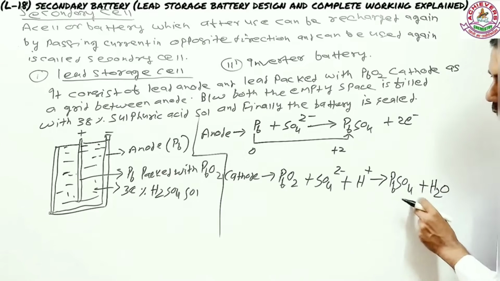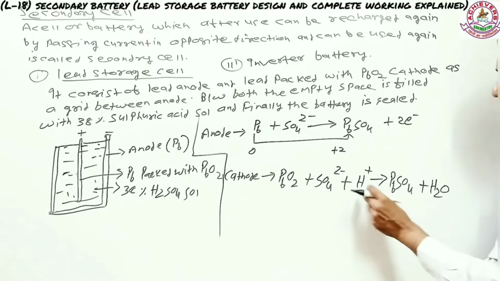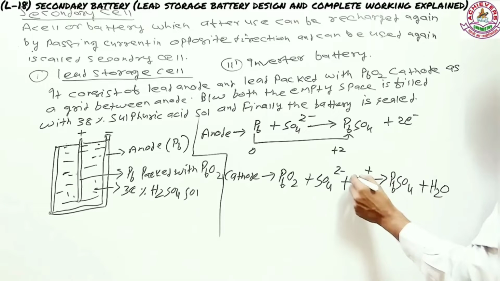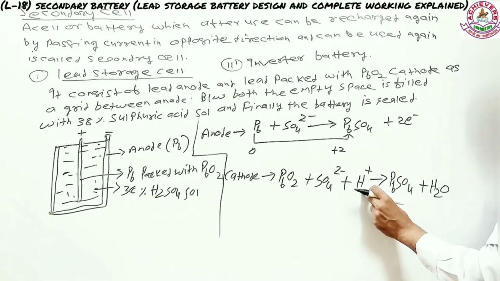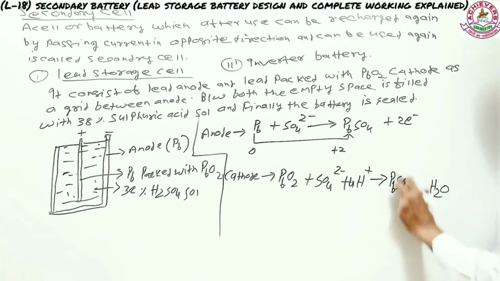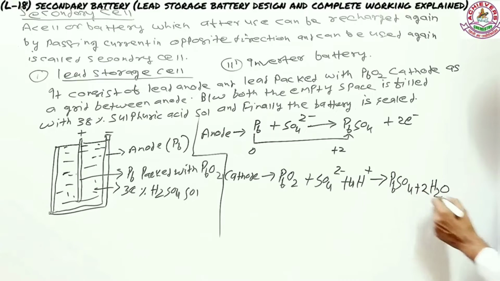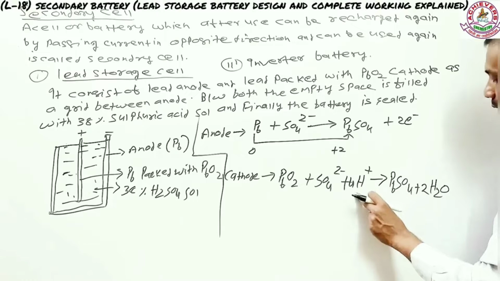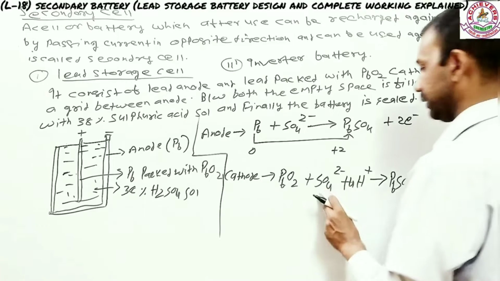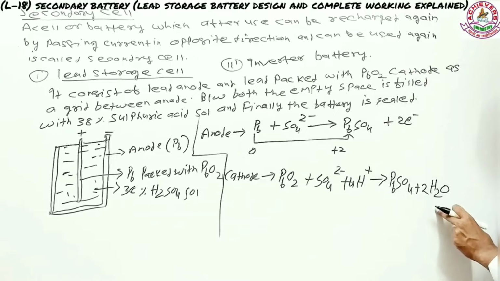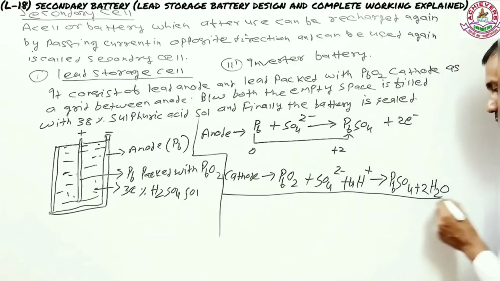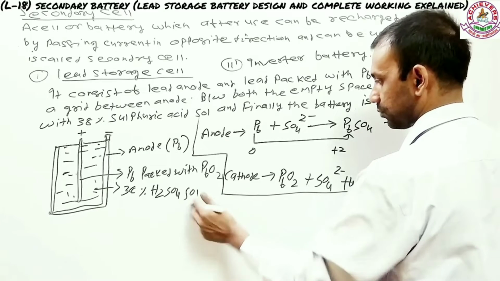In order to balance, this has to be multiplied by 4H2O, so this becomes 2H2O, right? So the 4 hydrogen here, the oxygen, the 2 oxygen plus 4, that makes 6. So this is the reaction that takes place, and then the overall redox reaction.